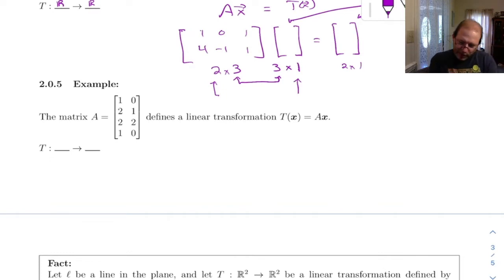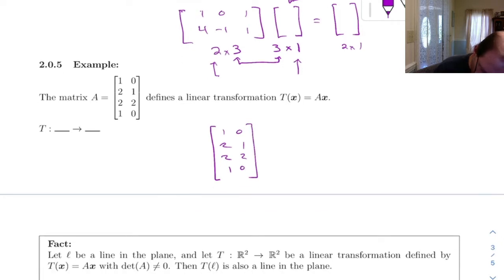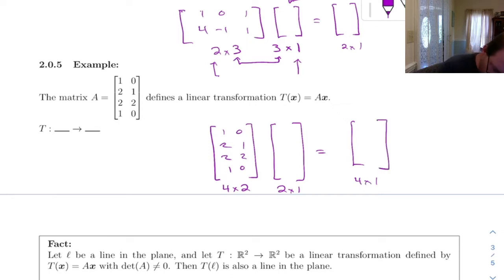So this matrix defines a linear transformation. What's its domain and codomain? Well, again, what is this? It's 4 rows by 2 columns, which means you multiply it by a 2 by 1, and that gives you a 4 by 1. So it maps R2, should have made those blanks bigger, R2 to R4. Like that.